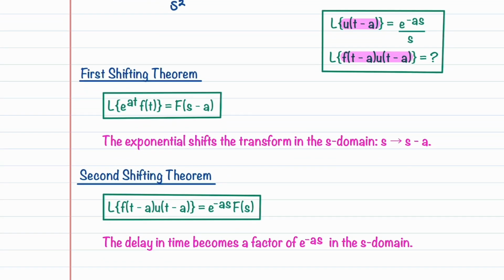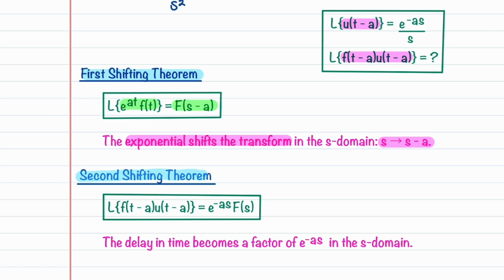Before we talk about the second shifting theorem, you might be wondering, well, what is the first shifting theorem? The first shifting theorem tells us that the Laplace transform of e to the at times f of t is just F of s minus a. The exponential shifts the transform in the s domain, and s becomes s minus a.